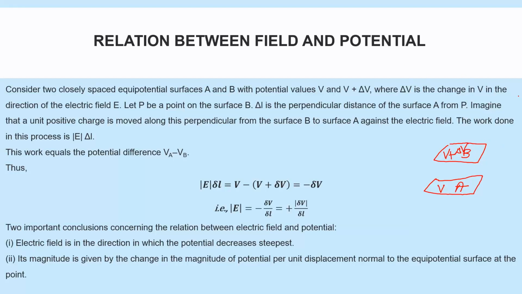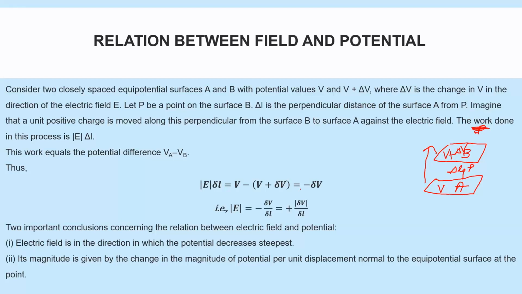So del V is the change in V in the direction of the electric field. Suppose we are considering the electric field in this direction, and del L is the perpendicular distance of the surface A from P. Suppose you take a point P over here, or here, let's consider the below one. So this is going to be your del L, the perpendicular distance of the surface A from P.